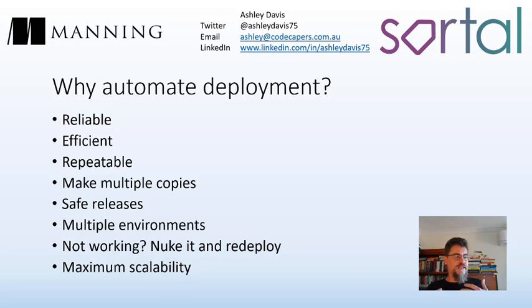Automation also makes the process repeatable, and that means we can make multiple copies of our infrastructure if we need to. That can be useful for performance and fault tolerance. And being able to make new copies of our infrastructure on demand is really useful for safely releasing new updates to our customers. It means that we can employ a technique called blue-green deployment that utilizes 2 copies of our infrastructure. It's also useful for us to be able to make multiple environments.